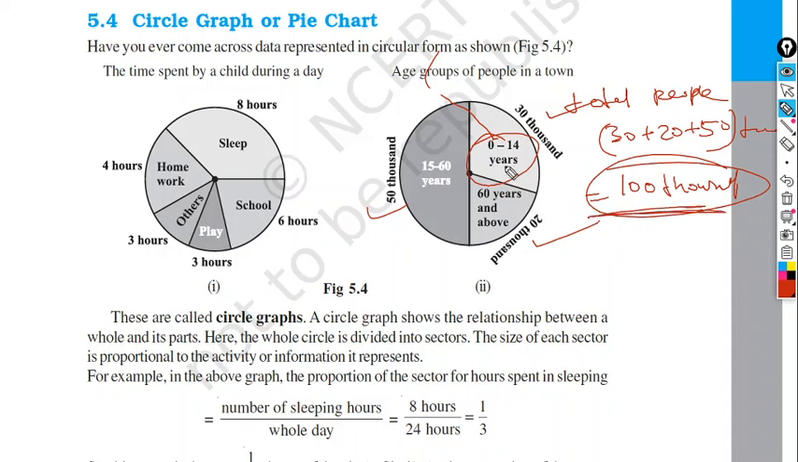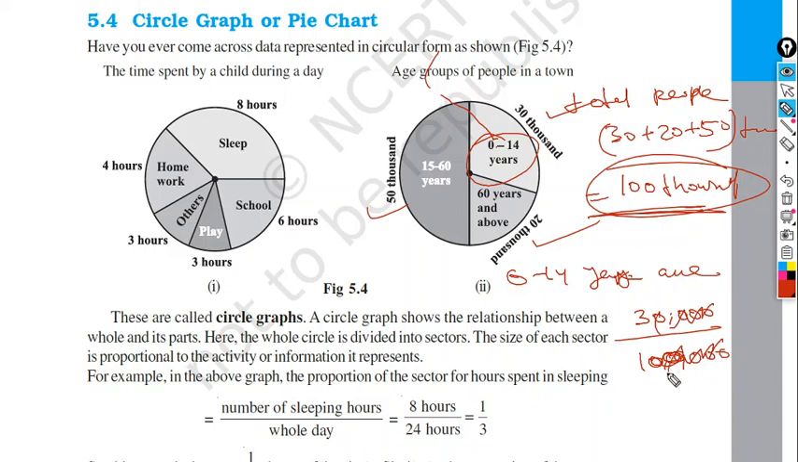Out of 100,000 people, 0 to 14 years people, students or children, are 30,000 out of 100,000. Now cancel 1, 2, 3, 4 zeros with 1, 2, 3, 4 zeros. Now 3 by 10 fraction of people are of age 0 to 14 years.